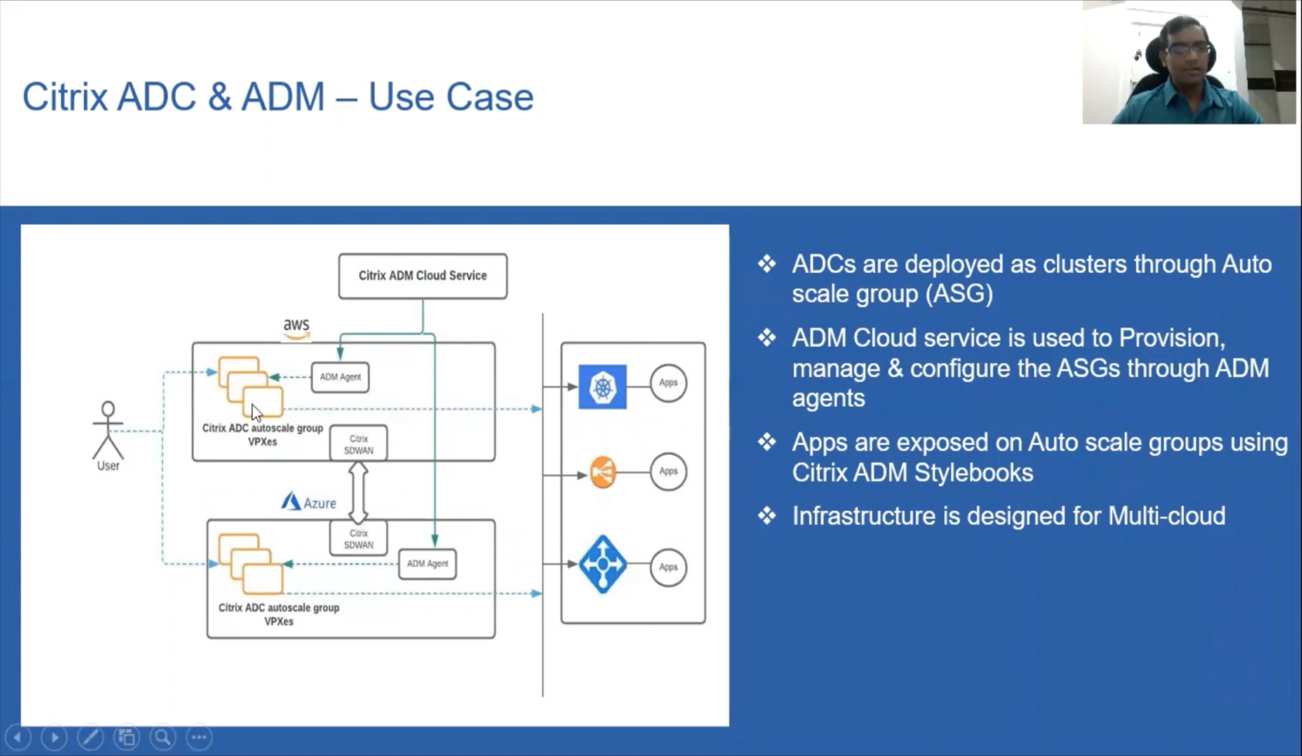Now let's look at the traffic flow in this setup. We have Citrix ADC autoscale groups on both AWS and Azure. When a user wants to connect to any app, the layer 7 ingress in AWS or Azure picks up the internet traffic. It applies the layer 7 web application firewall and DDoS policies, performs SSL offloading, and then sends the traffic over the private secure network to the app. The traffic reaches the application.